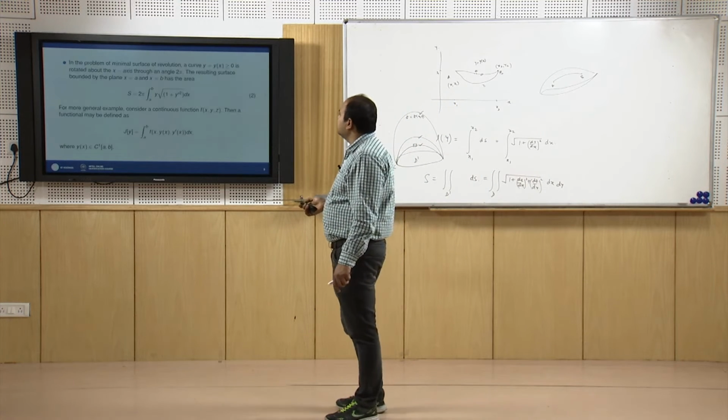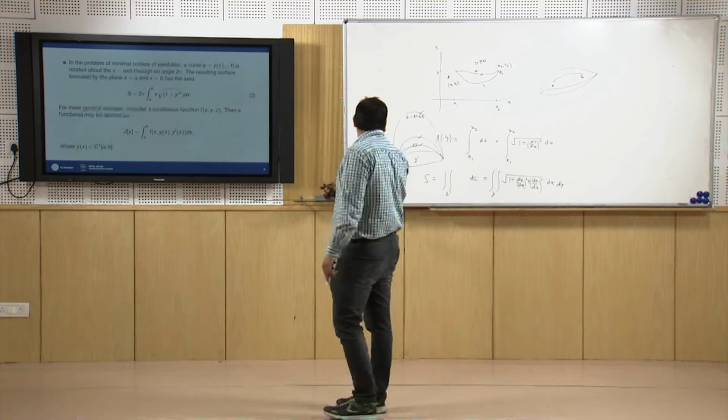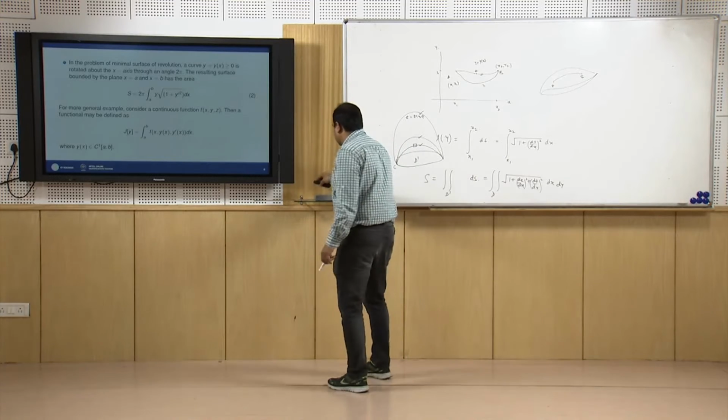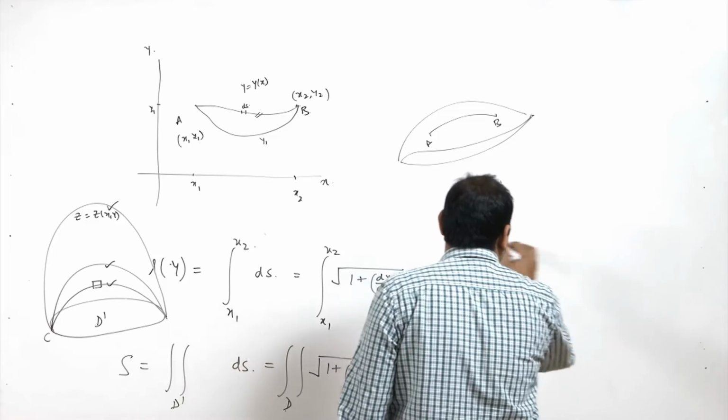So the next thing is the problem of minimal surface of revolution. This we have discussed: if we have a curve y equal to y(x) and it is rotated about the x axis through an angle 2 pi, then the resulting surface bounded by the planes x equal to a and x equal to b has this area. So this we can write like this. This we have in fact drawn, but let me write it here.